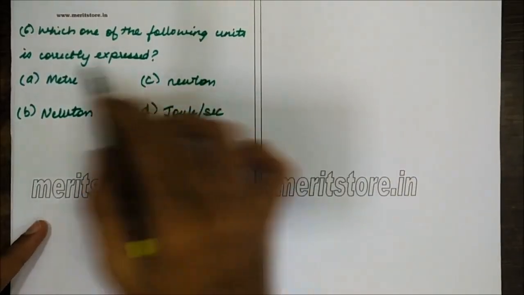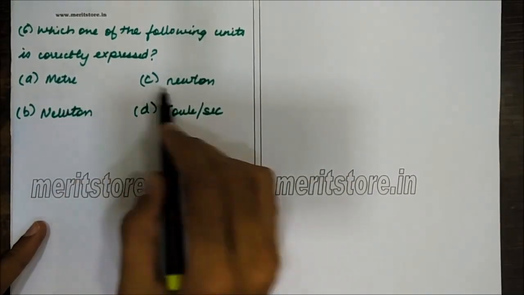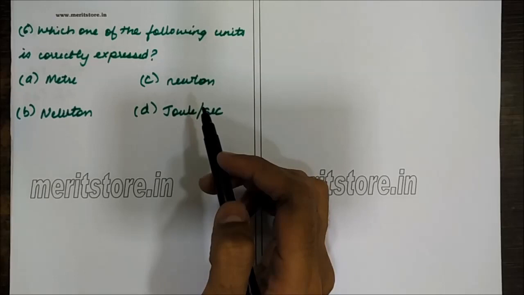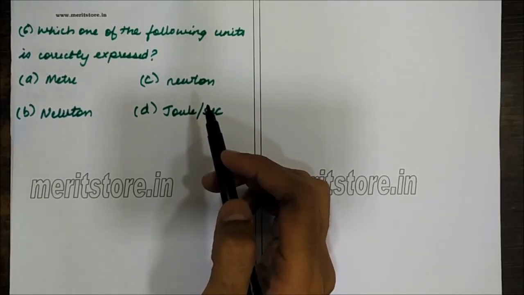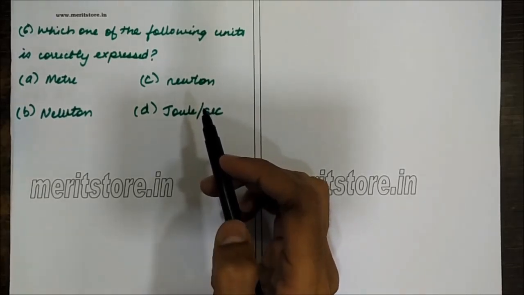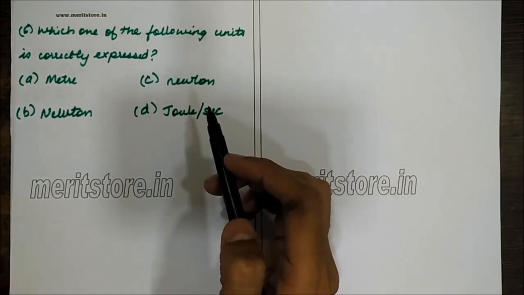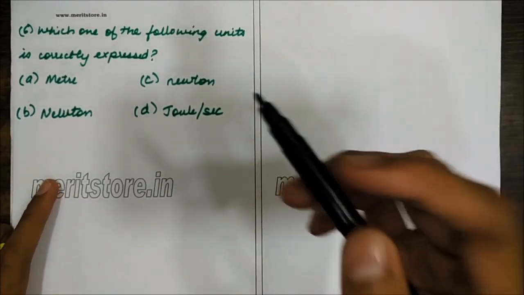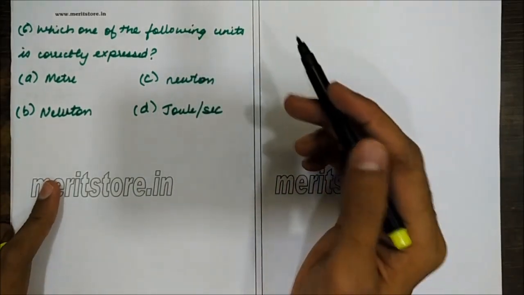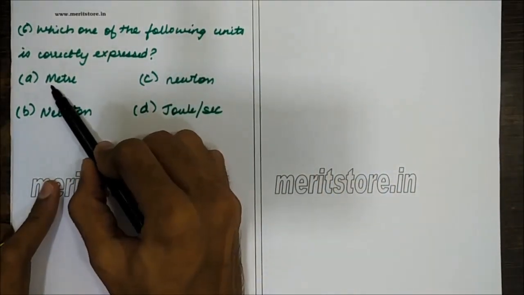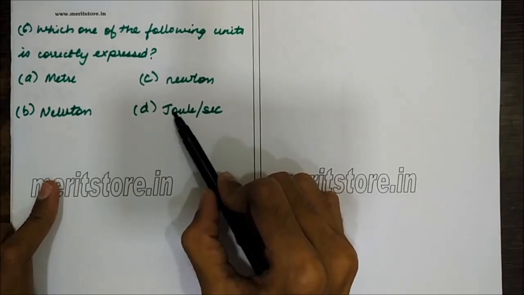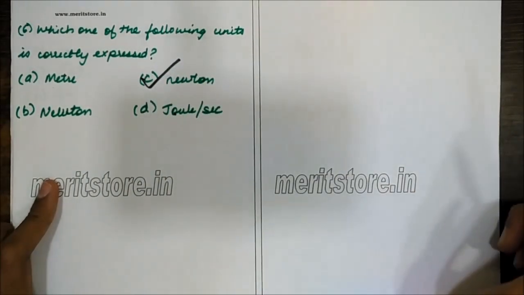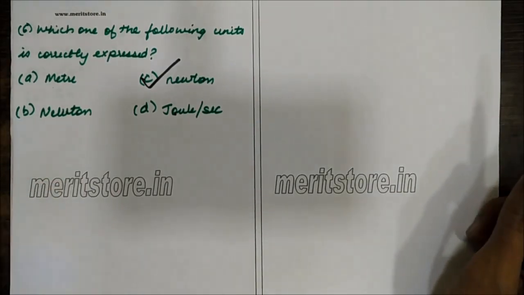Which of the following units are correctly expressed? Meter, Newton, joule, second. While we write the name of a unit in full words, the first letter should be a small letter according to the rules of writing a unit. Here, as we can see, the M in meter is capital, the N is capital, the J in joule is also capital, while the N is small in newton. So newton is expressed correctly among the 4 units.